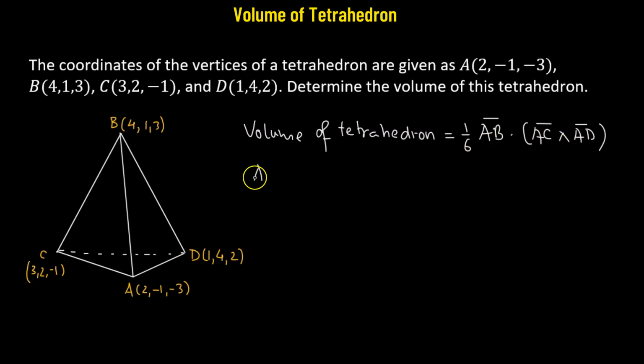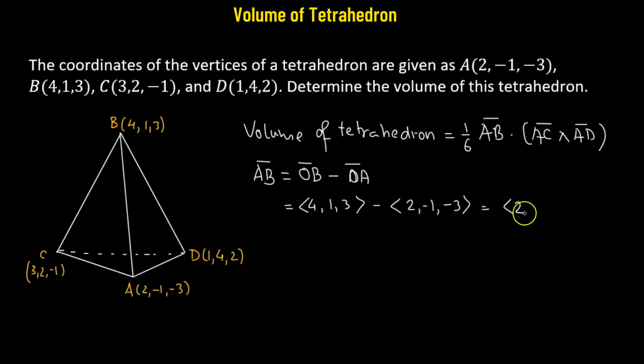We'll start with vector AB. To compute the vector AB, we consider the position vector OB, and from it we subtract the position vector OA. Now our B vector is given by 4, 1, 3, minus A vector, that's 2, negative 1, negative 3. So we have 4 minus 2, that will be 2. 1 minus of minus 1, that's positive 2. And 3 minus of minus 3, so that's 3 plus 3, 6. So we have the AB vector.